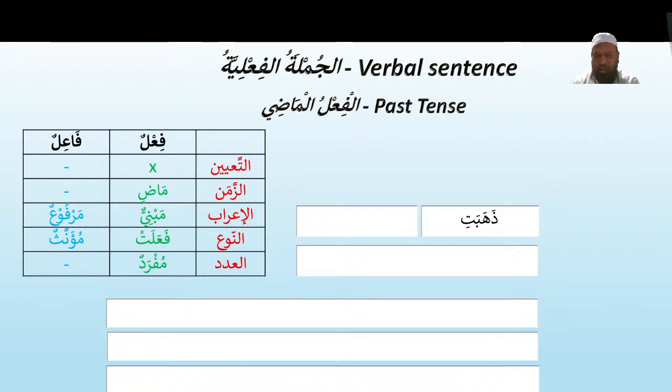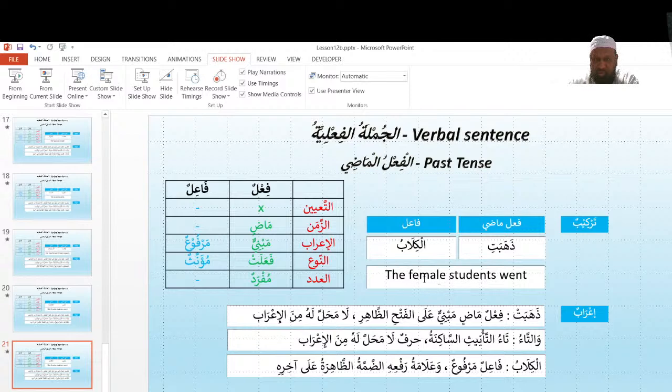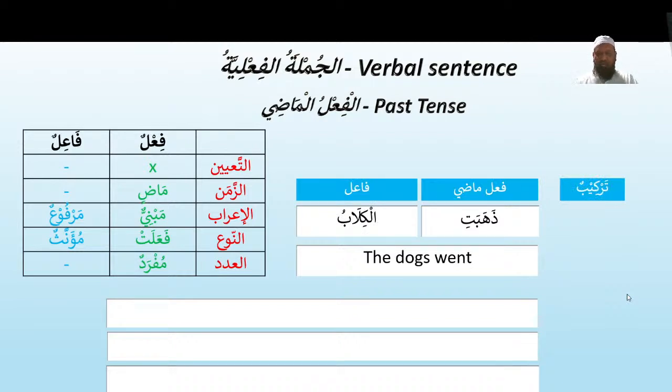ذهبت الكلاب. كلب جمع كلاب. It is جمع مكسر غير العاقل. The fi'l will be used muannas. فذهبت الكلاب. ذهبت فعل, الكلاب فاعل. So, the dogs went.